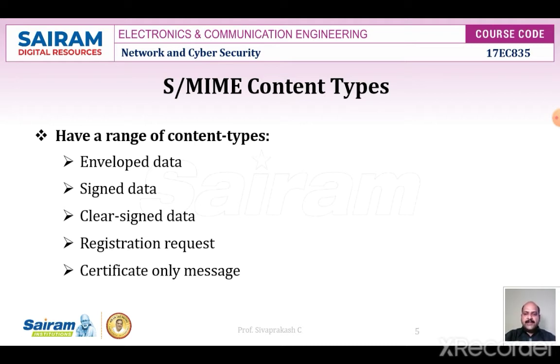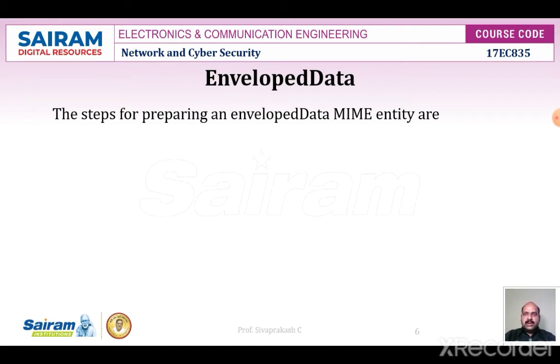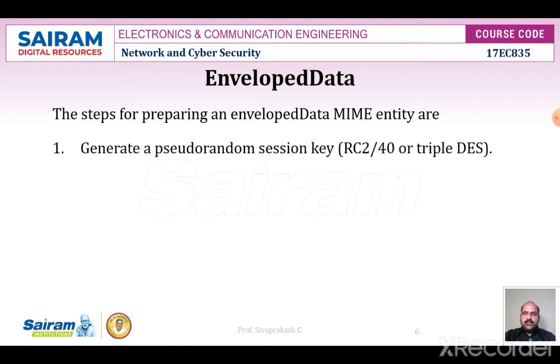We have a range of content types: enveloped data, signed data, clear signed data, registration request and certificate only message. Let us discuss them one by one. First, enveloped data. An application consisting of a PKCS7 MIME subtype is used for one of the 4 categories of secured MIME processing, each with a unique SMIME type parameter. In all cases, the resultant entity is represented in a form known as Basic Encoding Rules, BER, defined in an ITU-T recommendation. The BER format consists of arbitrary octet strings and is therefore binary data. Such an object should be transfer encoded with base 64 in the outer MIME message.